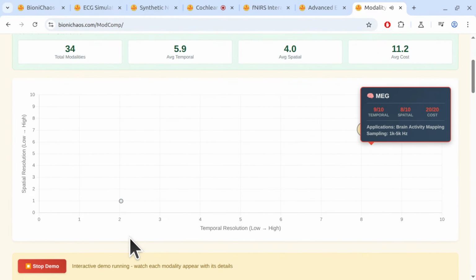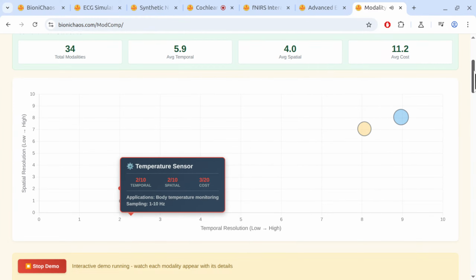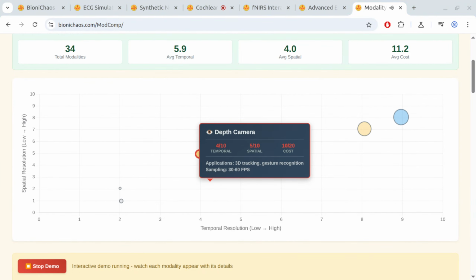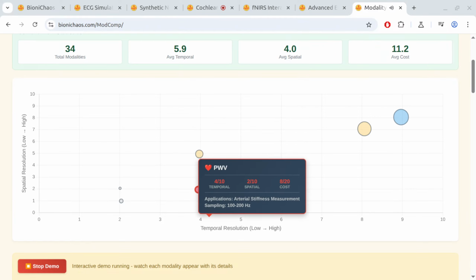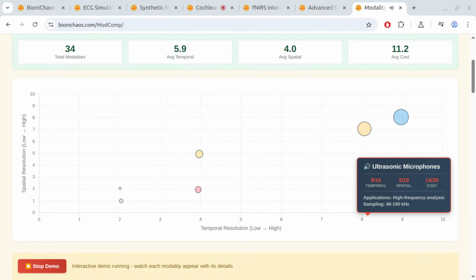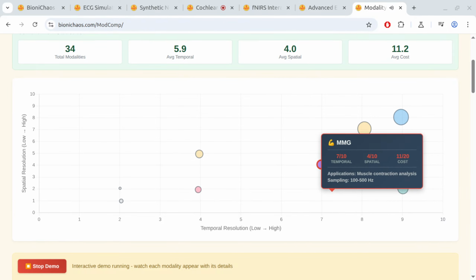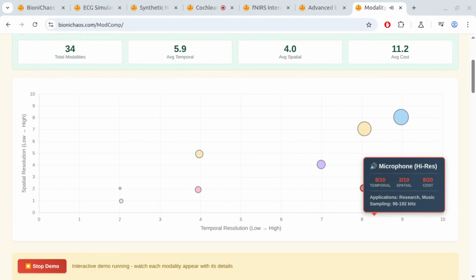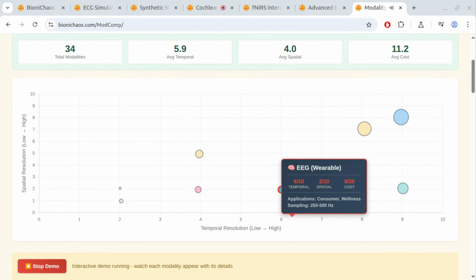Let's look at magnetoencephalography, neurosensing. Okay. It scores a massive 9 out of 10 for temporal, 8 out of 10 for spatial. Wow, so super fast and super detailed. Exactly. But the cost, 20 out of 20, maxed out. Ouch. So what makes it worth that? Well, it's considered the gold standard for mapping brain activity non-invasively with high temporal and spatial accuracy.